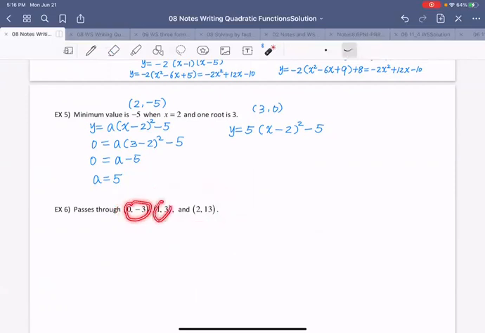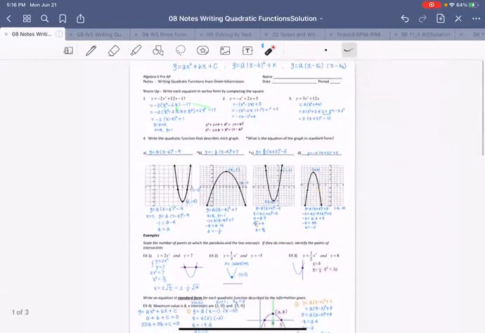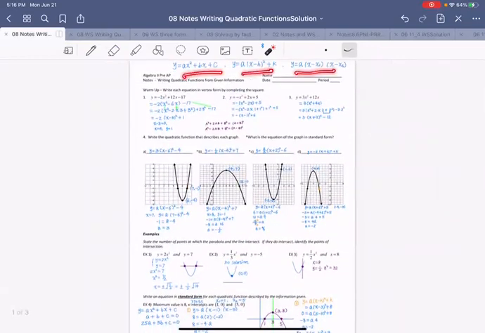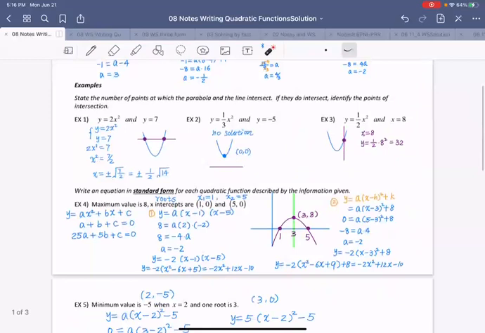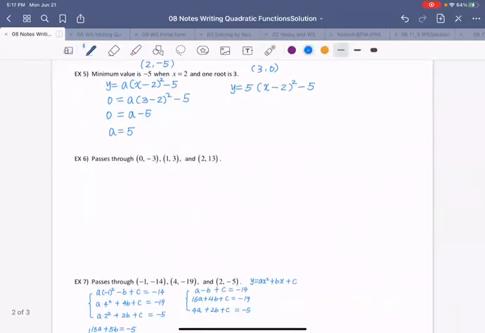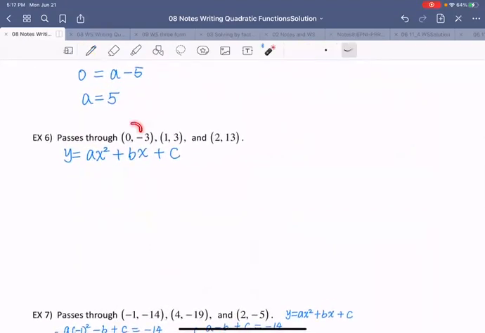The parabola passes these 3 points. Tell me which format you want to use. You want to use this guy or this guy or this guy? A standard format. Very good, because I was not provided the roots. I was not given the vertex, so I have to use this, okay? Very beautiful. We write down y equals. Okay, now let's plug in. Go ahead, please.